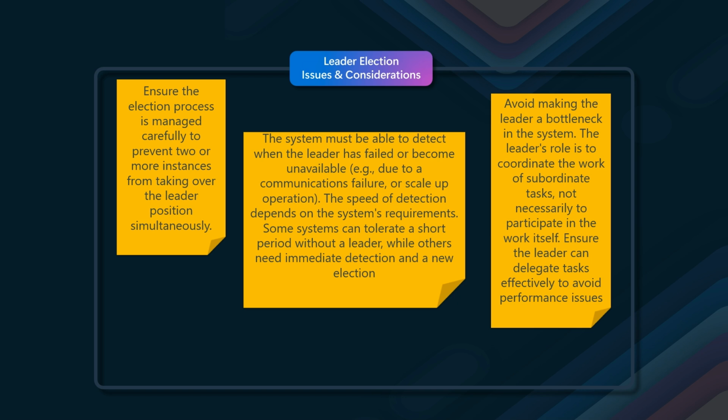The leader is a bottleneck. Avoid making the leader a bottleneck in the system. The leader's role is to coordinate the work of subordinate tasks, not necessarily to participate in the work itself. Ensure that the leader can delegate tasks effectively to avoid performance issues.